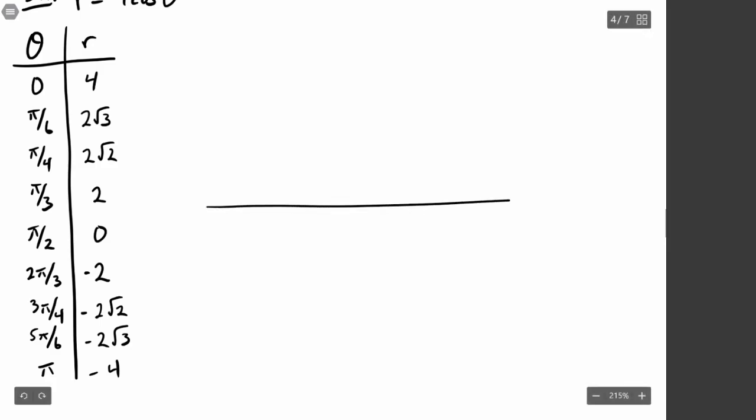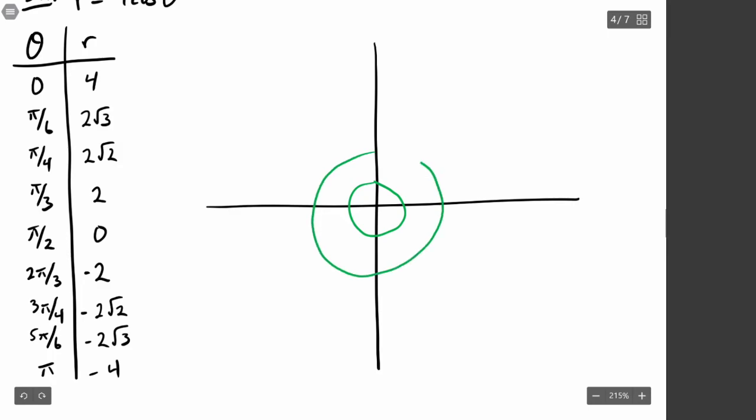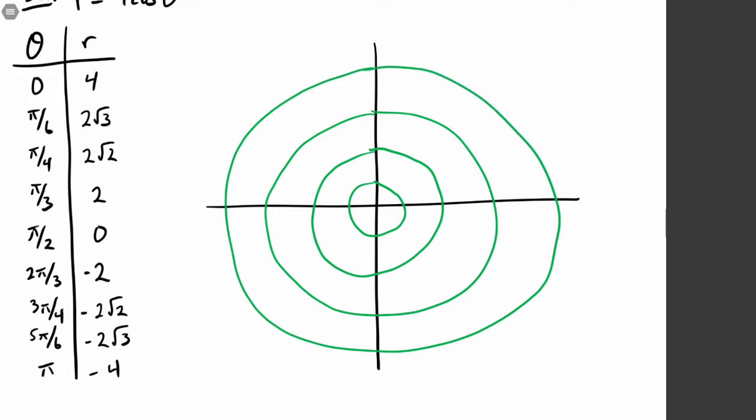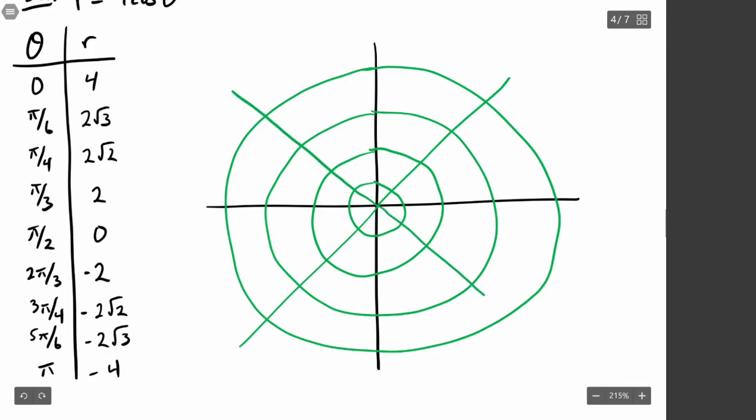But let's try and plot this as best we can. So let me try and draw some of these circles here, at least try and give us some graph paper. All right, we're going to pretend those are evenly spaced. And let's see, let's get these angles in. So here's pi over 4. The other common angles.